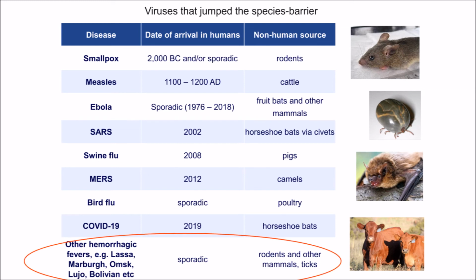The hemorrhagic fevers are particularly interesting. These are viruses that people occasionally acquire from rodents and other mammals, sometimes from ticks, and they cause you to bleed. So Ebola is a hemorrhagic fever. These viruses can be a very serious problem, for example, in the tropics or in Latin America. Normally they don't spread from person to person, although they do occasionally.